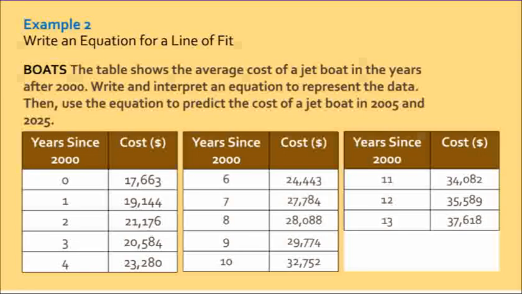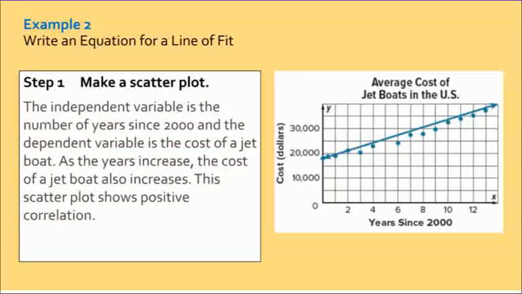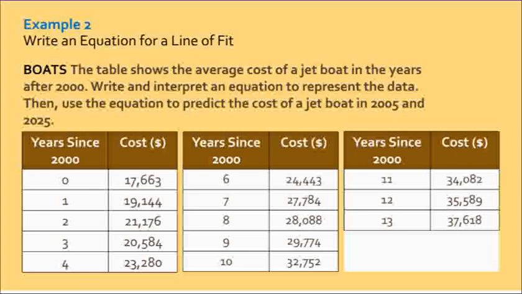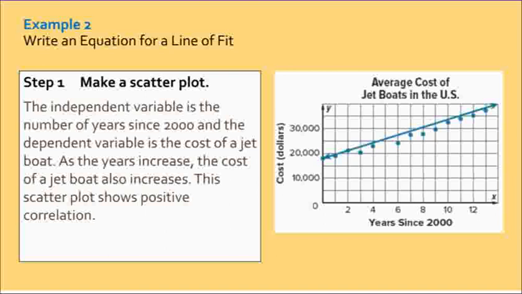The table shows the average cost of a boat in the years after 2000. Write and interpret an equation to represent the data. Then use the equation to predict the cost of a boat in 2005 and 2025. So to do this, we're going to make a scatter plot. The independent variable is the number of years since 2000, and the dependent variable is the cost of a jet boat. As the years increase, the cost of a jet boat also increases. The scatter plot shows positive correlation.